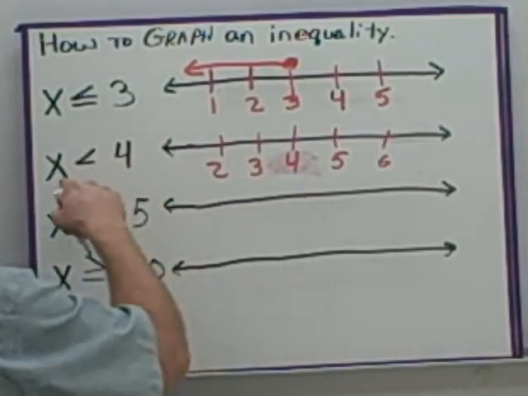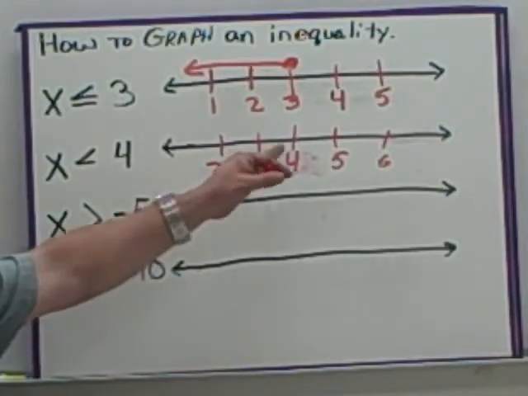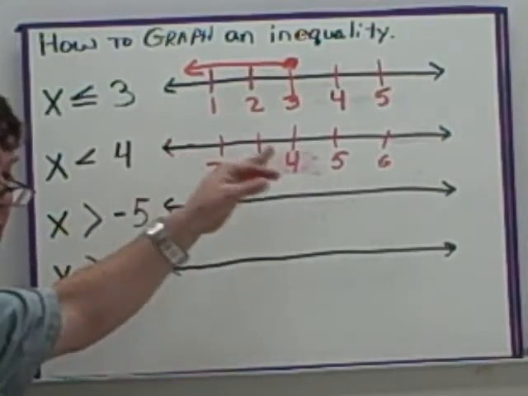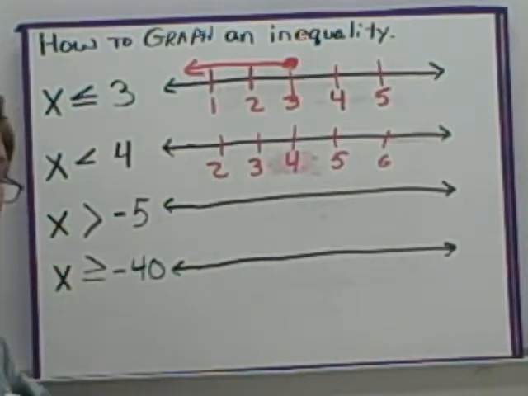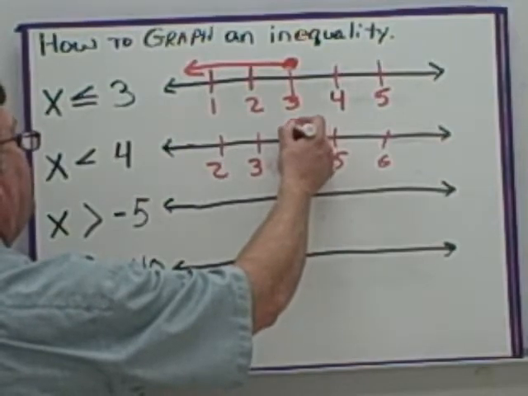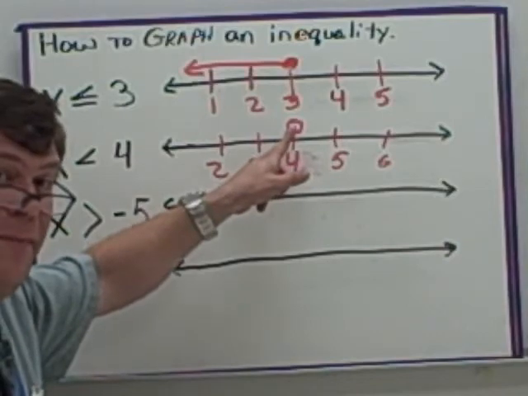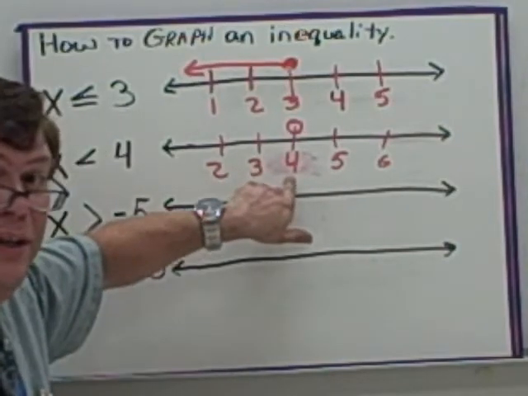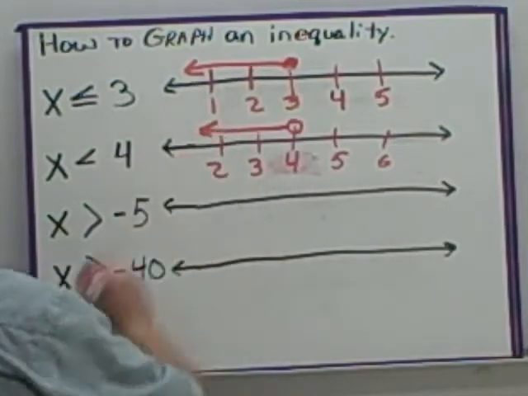4 itself is not less than 4. 4 is equal to 4. So we know we're going to start somewhere near that 4, but we're not going to include the 4. How do we show that? Well, mathematicians have decided that to do that, we're going to show an open circle. That open circle means we're starting right about here, but we're not including the number 4. We're going to go to the left like that.